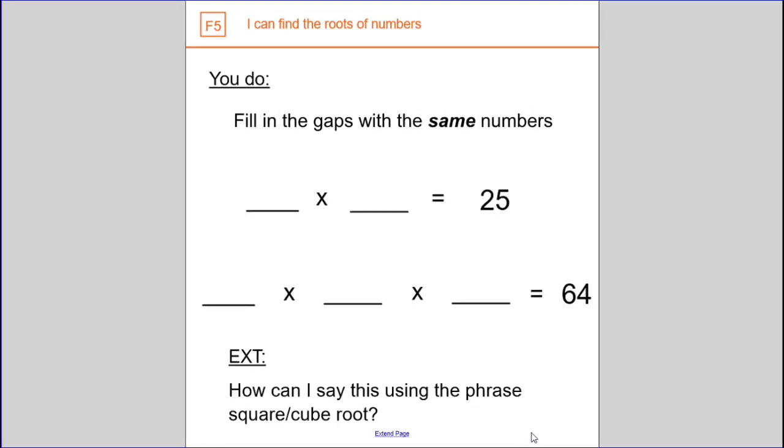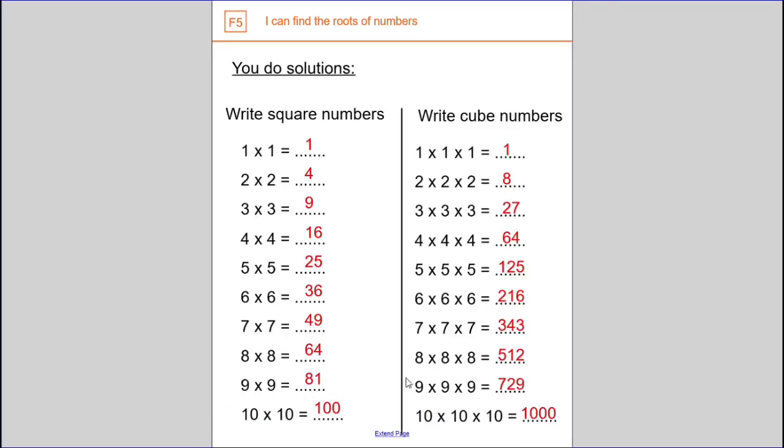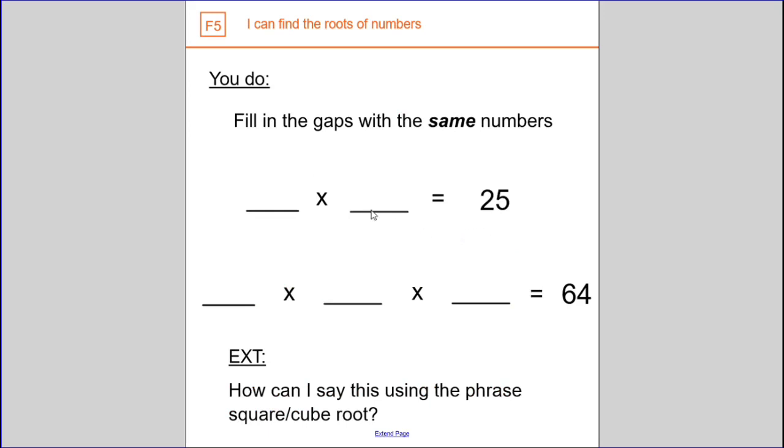Here's a you-do question for you to try. You do need to fill the gaps with the same number. You can use the slide before that we've done here to guide you further. For the first one, you want to look for 2 same numbers that give you 25. And for the second one, you want 3 numbers that give you 64.